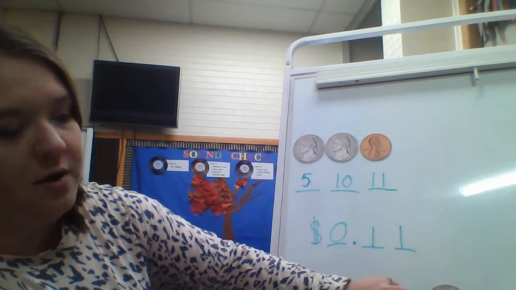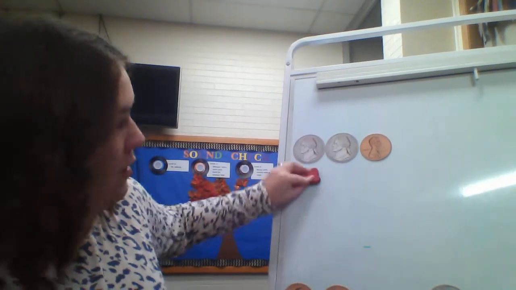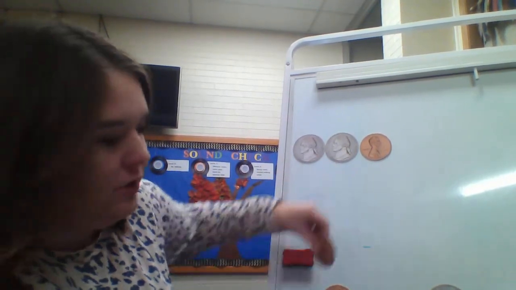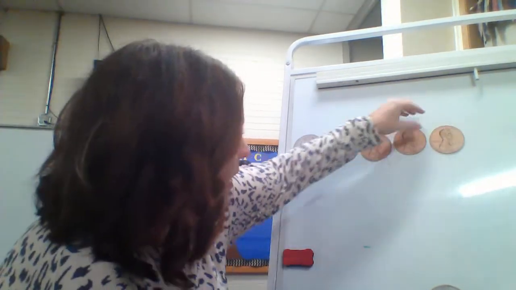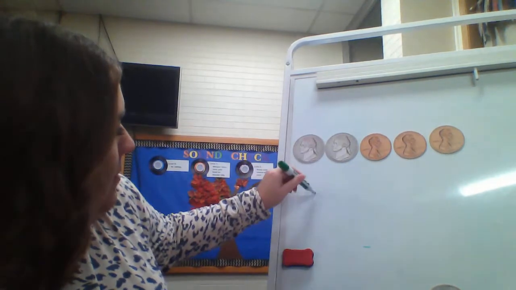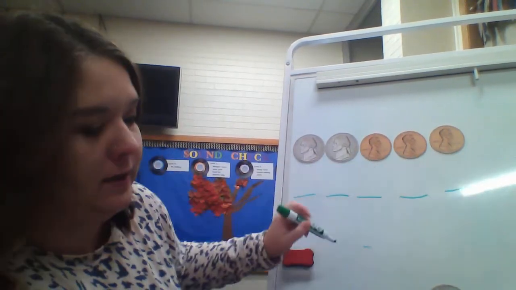All right, we're going to do one more together before I turn you loose, okay? So the next one has 2 nickels and 3 pennies. All right, so I'm going to make my lines. Think about how you would count this as I'm making my lines.